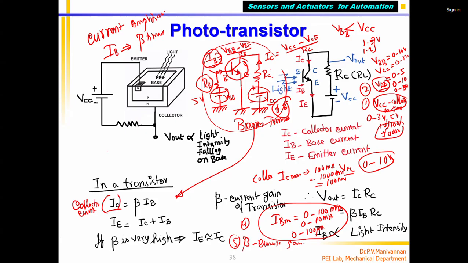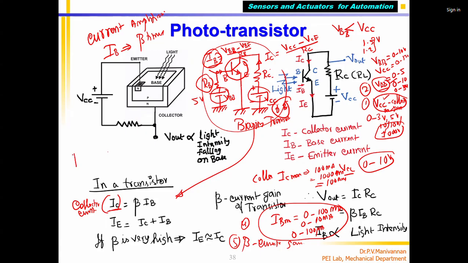So these are the important specifications when you select a transistor. If you want to build a transistor amplifier, you need to know what the VCC is. That decides the maximum voltage you are going to apply to your transistor. What is the VBB max? What is the IC max? What is the IB max? And what is the beta?